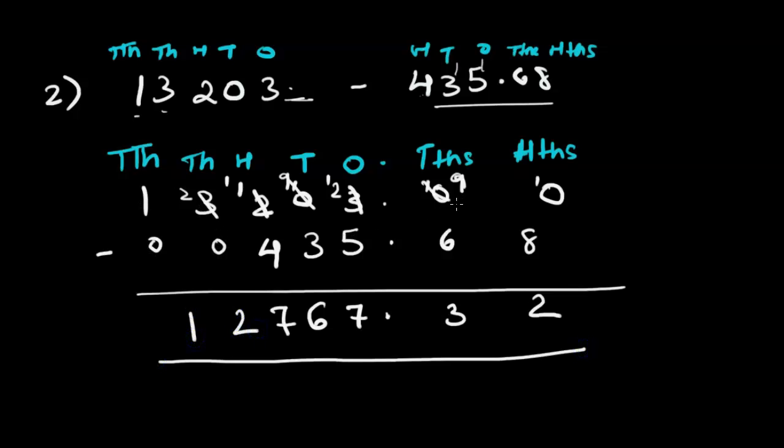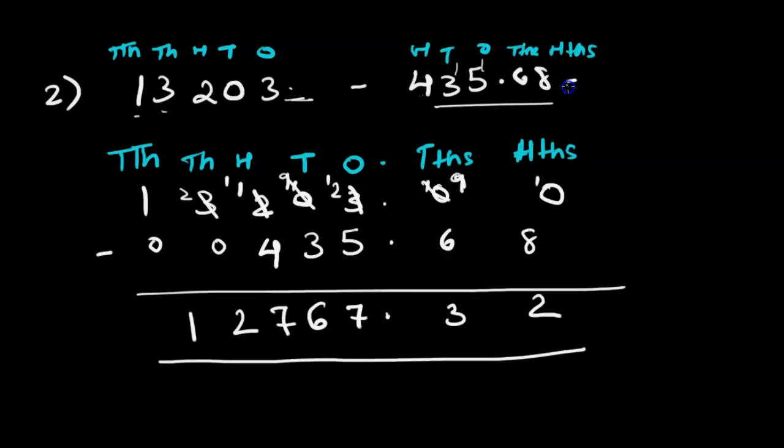So remember, whenever the number on top is smaller than the number at the bottom, we do regrouping as we have learned in lower grades. If you need more clarification on regrouping, I would recommend you watching the subtraction of 2 or 3 digit numbers video, and then you can learn more about regrouping and then come back to this video.